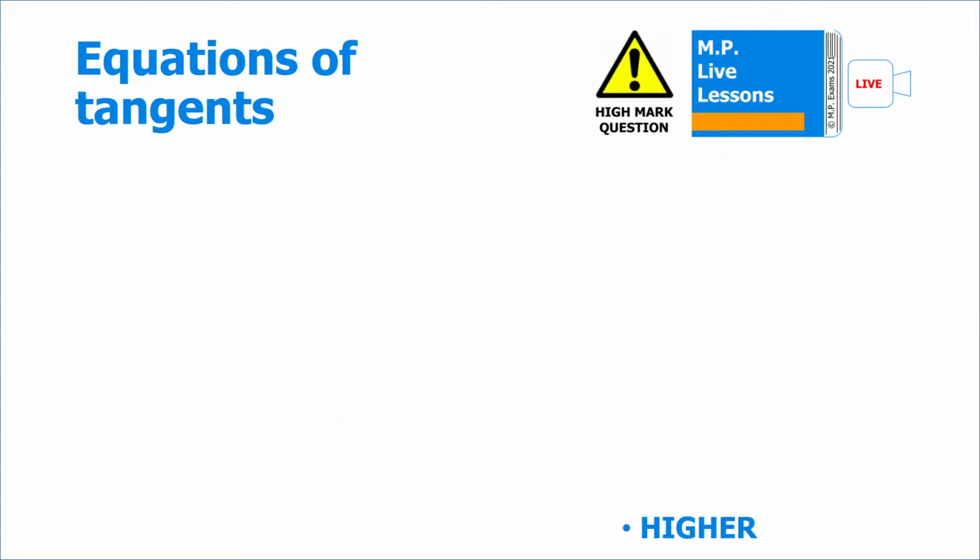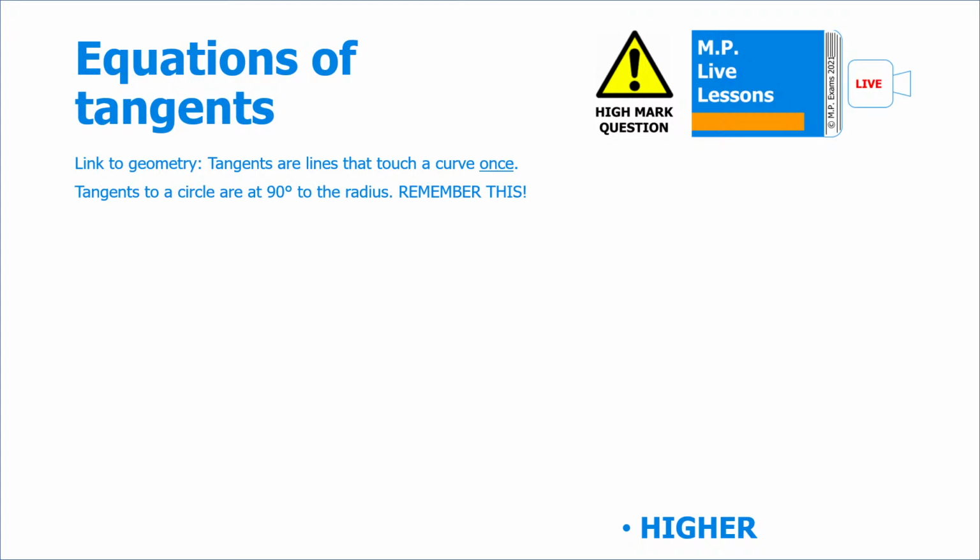Next are equations of tangents to the circle. So this is a link to geometry. So tangents are lines that touch a curve once. So tangents to a circle are at 90 degrees to the radius. So remember this. So for example, if I got the circle here, part of it, and I've got the radius, let's say here, I could have a tangent coming along here and just hitting it, or touching the circle once at 90 degrees. And this tells us something, because these two gradients will be linked together, which we'll see in a question.